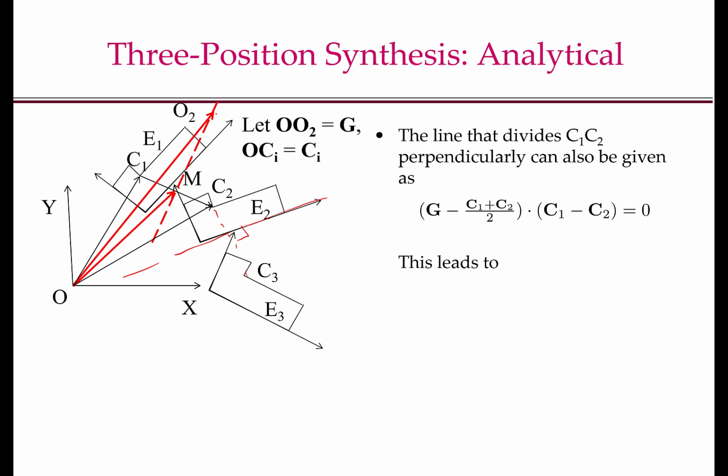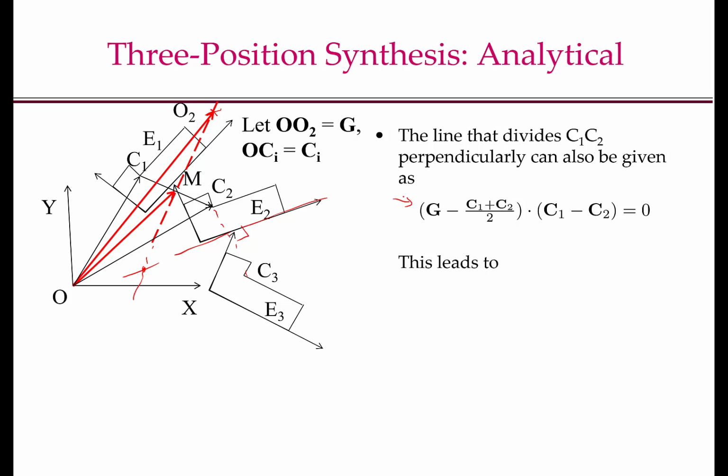In this picture, I have shown one point which is here. Note that this is just a representation. The actual fixed pivot may not be here. In fact, in this case, the actual fixed pivot is somewhere here. But any point on this perpendicular bisector will satisfy this equation.